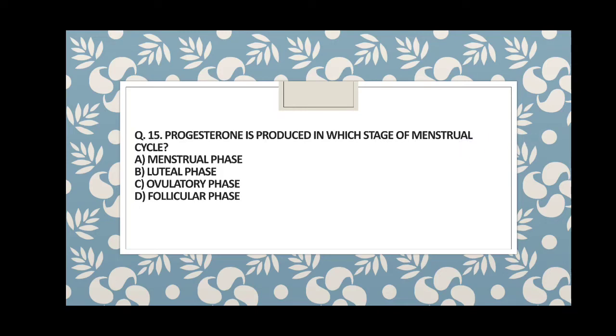So guys, question number 15 is progesterone is produced in which stage of the menstrual cycle? A 10th level question, I must say. A is menstrual phase, B is luteal phase, C is ovulatory phase and D is follicular phase. Progesterone is formed in the luteal phase because the luteal phase has the formation of corpus luteum, which is going to secrete the progesterone.